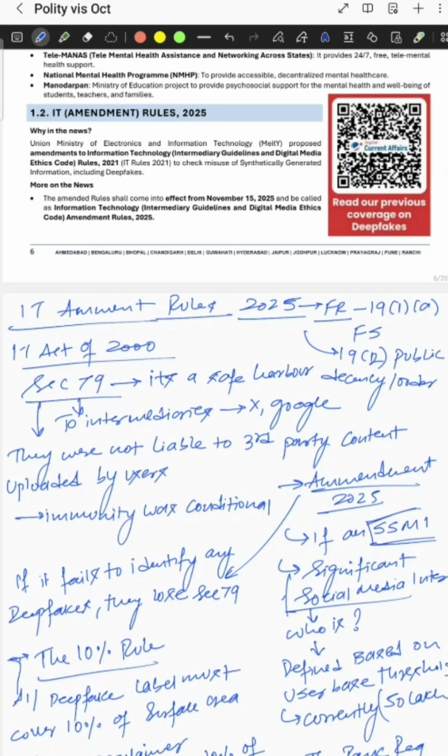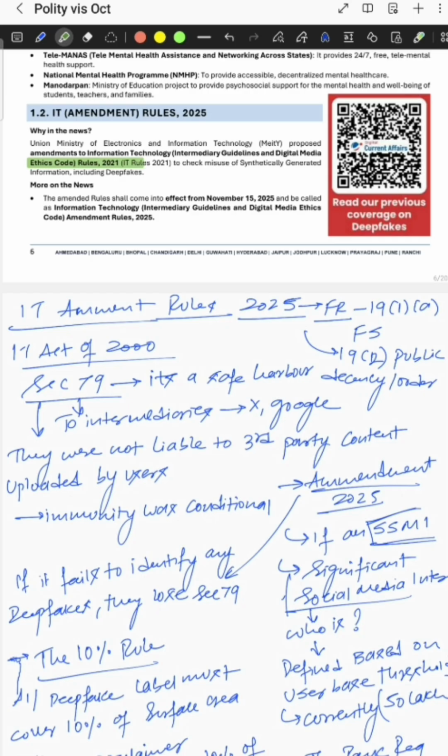Next topic we have is the IT Amendment Rules 2025. Why was it in the news? Because the Ministry of Electronics and Information Technology has amended the IT Rules of 2021. So what are the things we will see? The core objective is to club synthetically generated information. What is synthetically generated information?